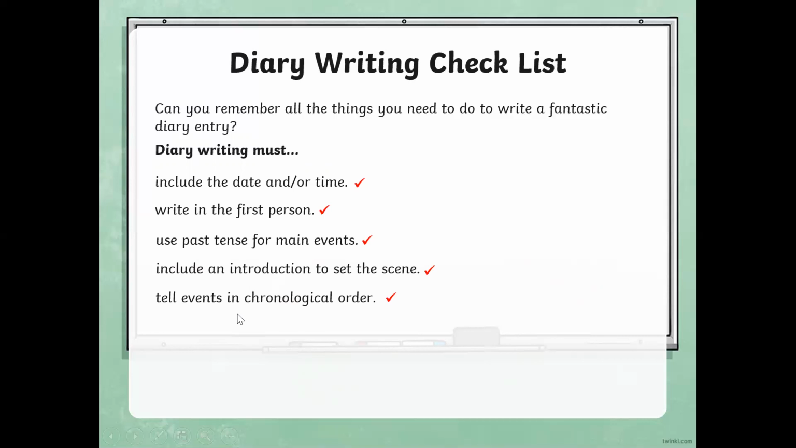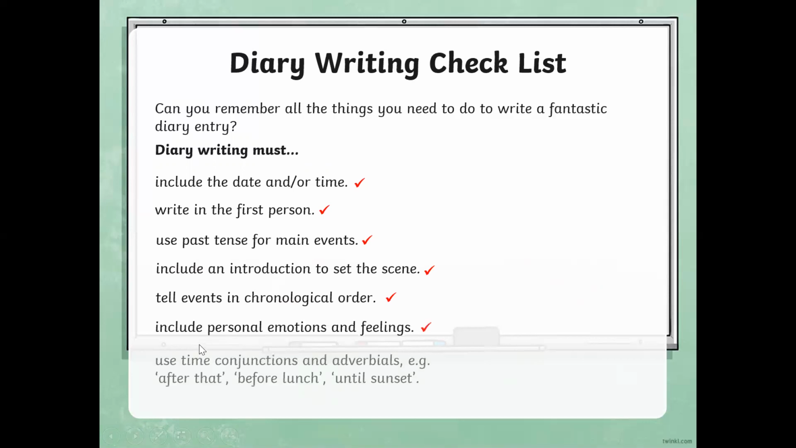It's important to know a diary wouldn't usually be written over more than one day. So your diary should only cover the events for one day, not more than that. Don't forget to include personal emotions and feelings and some of those time conjunctions in there as well.